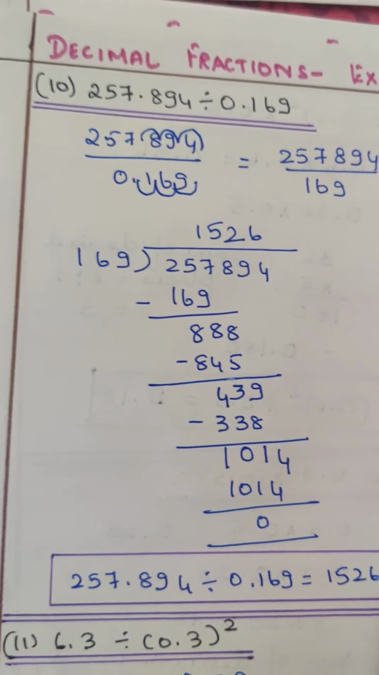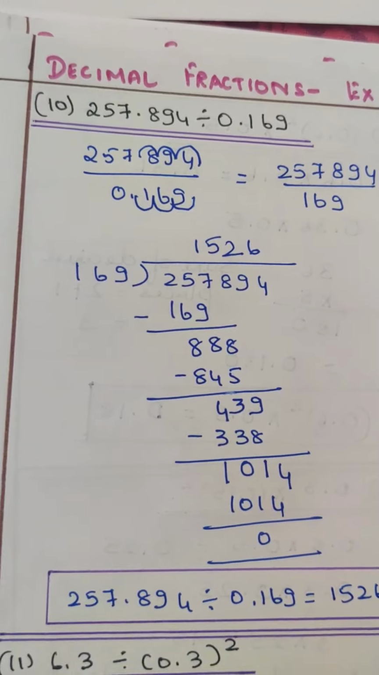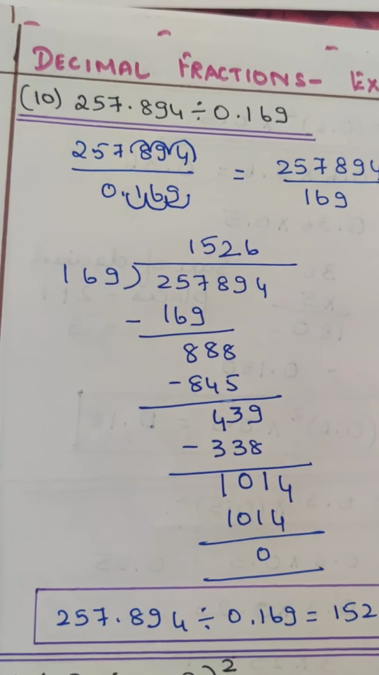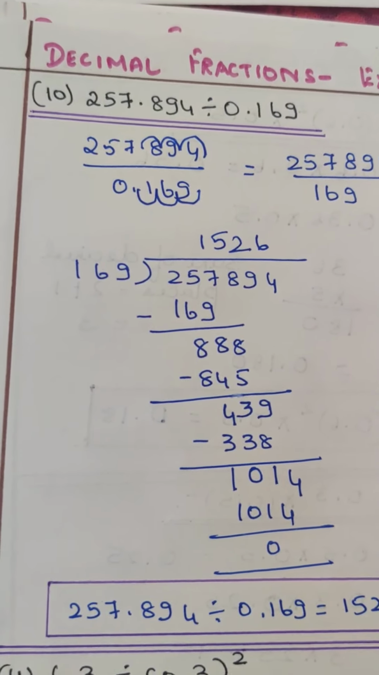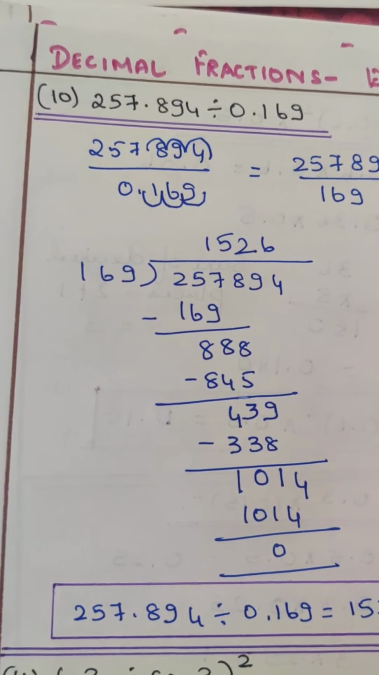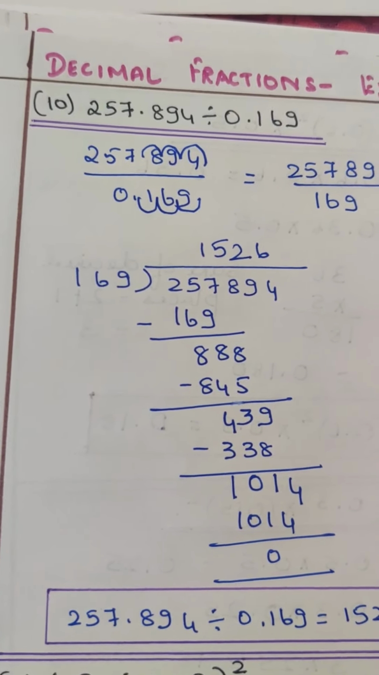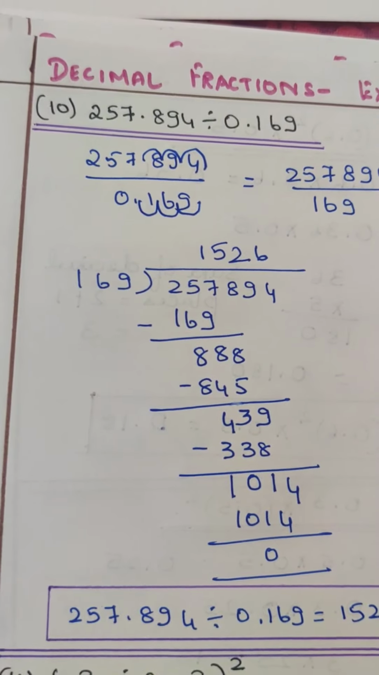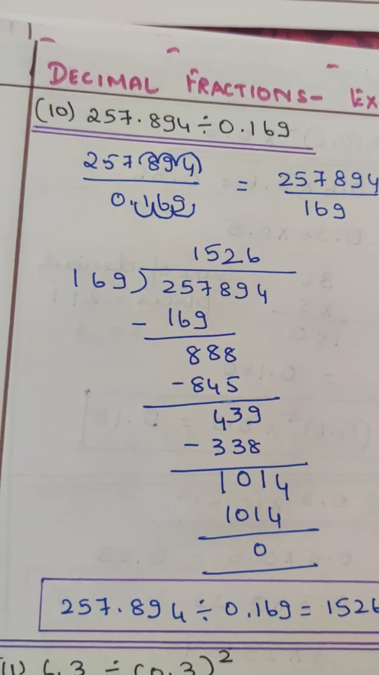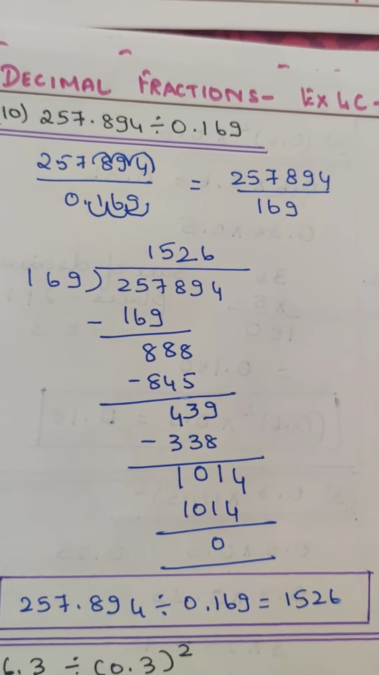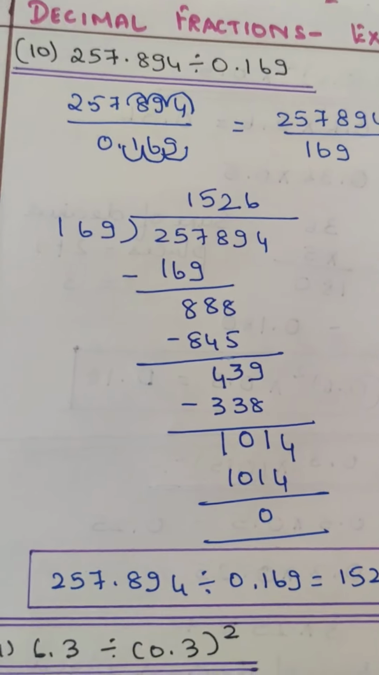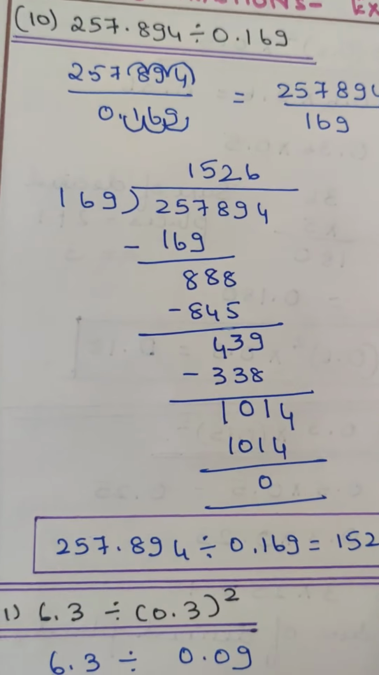Quickly moving on to the 10th sum. 257.894 divided by 0.169. Now in the denominator you have a decimal, so let's make it a whole number. You have 3 decimal places, so you shift the point from the left side to the right side, so it becomes 169. So you'll have to do the same thing in the numerator. So you shift the point 3 places. The number becomes 257,894 divided by 169. Now it will become simpler for you to do the calculation.